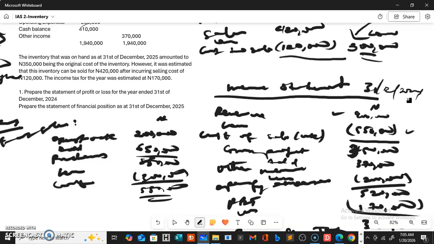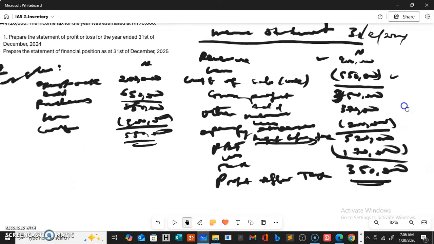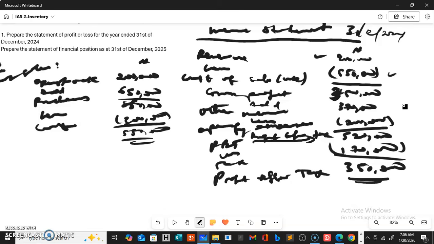At the end of the day, we are left with what we call the PBT, or profit before tax. After that, we deduct the tax. We're given tax as 170,000 naira in the question. So we less that off and we get a 350,000 naira balance, which is our profit after tax.